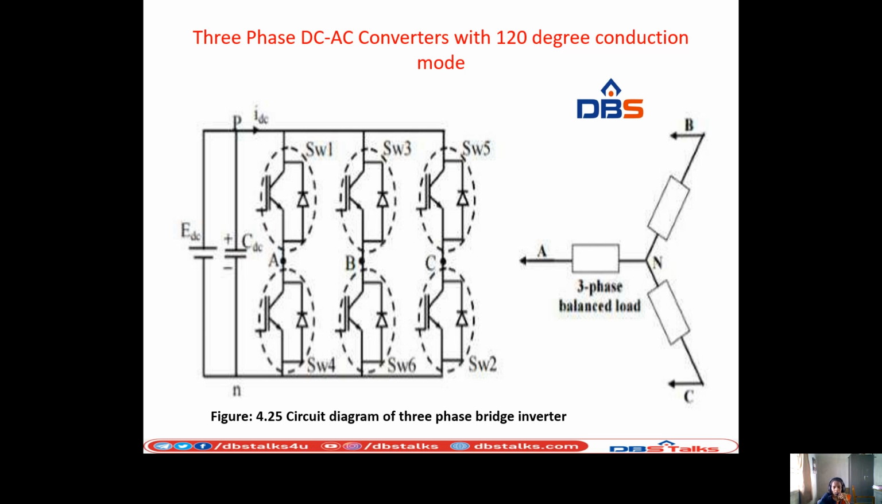Okay, so here the conduction for each device will be 120-degree conduction mode. Here the A terminal will be connected to the positive of the source and the B terminal will be connected to the negative of the source, and C will be connected to the load. Okay.